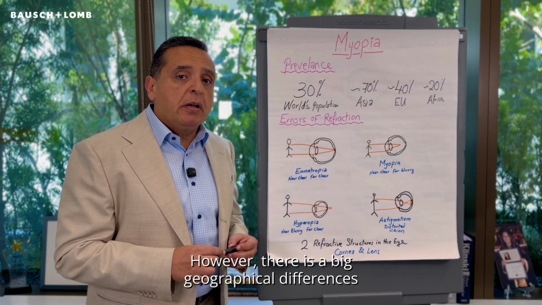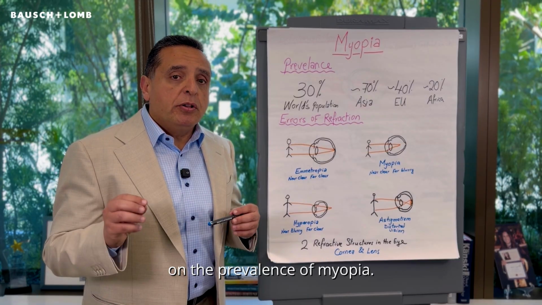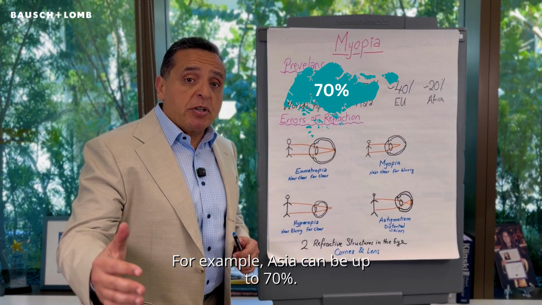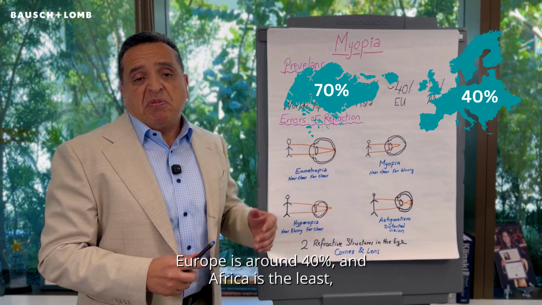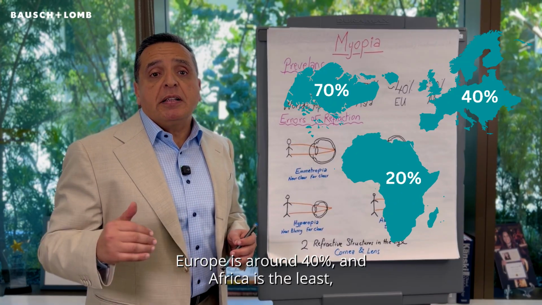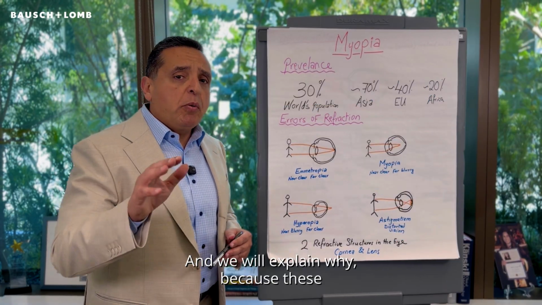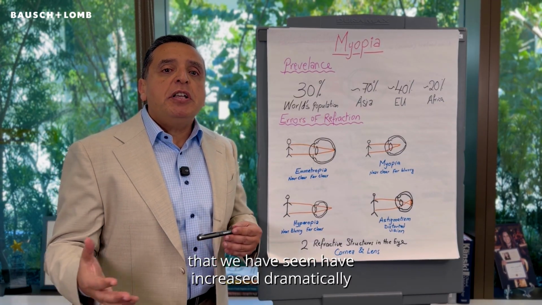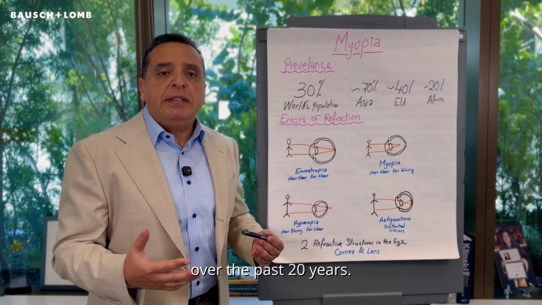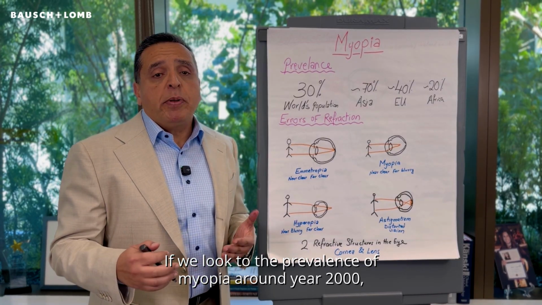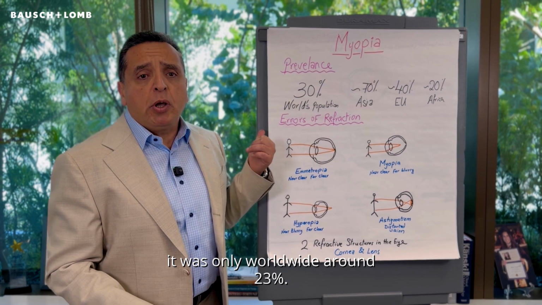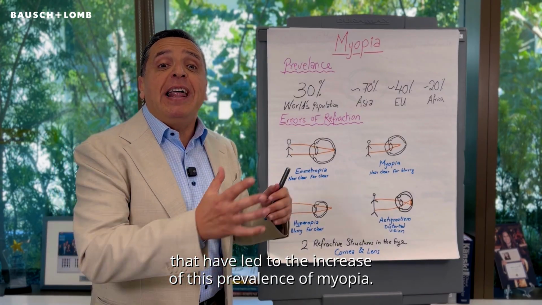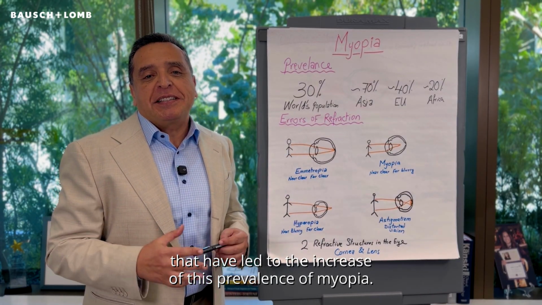However, there are big geographical differences in the prevalence of myopia. For example, Asia can be up to 70%, Europe is around 40%, and Africa is the least with around 20%. And we will explain why, because these are some of the areas that have increased dramatically over the past 20 years. If we look at the prevalence of myopia around the year 2000, it was only about 23% worldwide. So there must have been something that led to the increase of this prevalence of myopia.